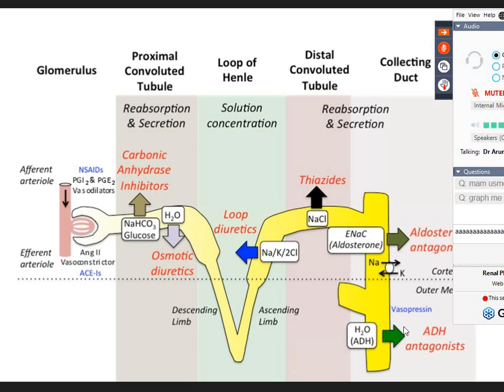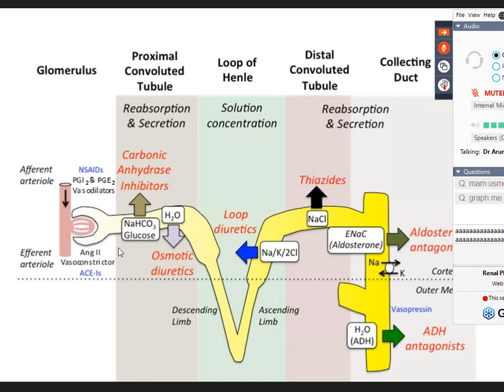And as we go lower down, ADH antagonists, if given, also prevent the reabsorption of water and thus cause diuresis. Okay, so these are the various diuretics which we have studied. They are acting at various locations and thus causing an increase in excretion of water.